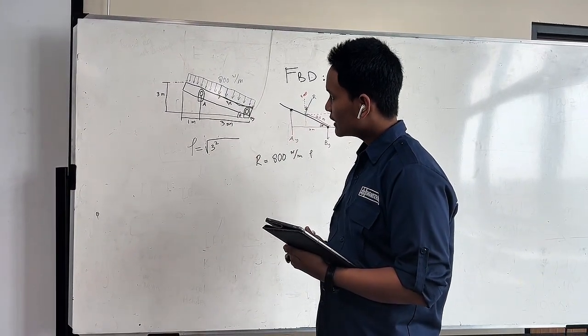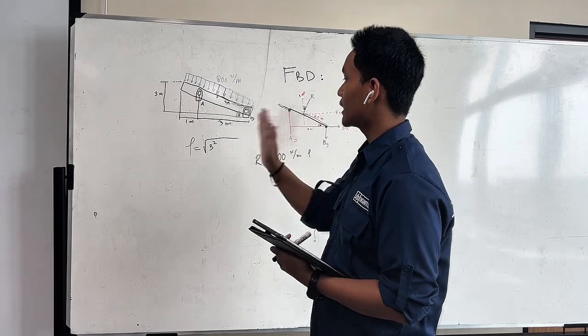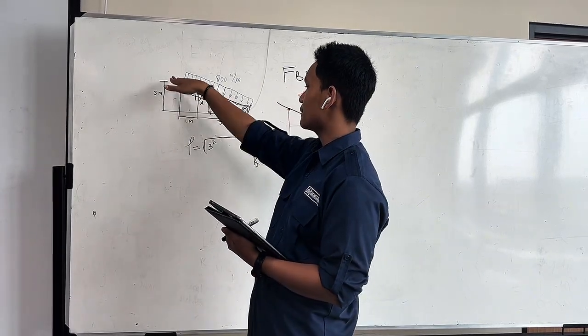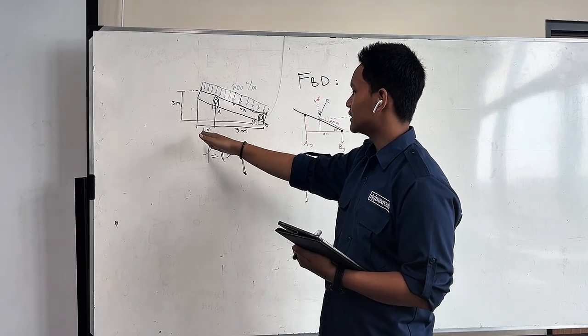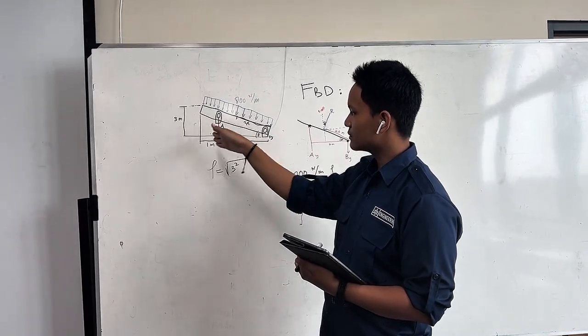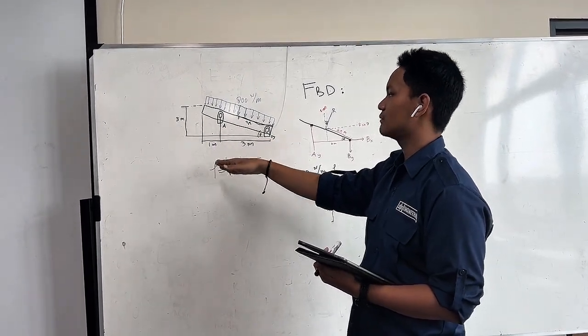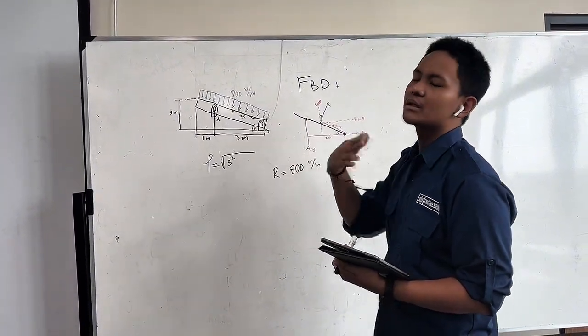Also here we have the information on the lengths of certain parts. The vertical height from up to down is 3 meters. The distance from the edge of the beam to roller A is 1 meter, and from roller A to roller B is 3 meters.